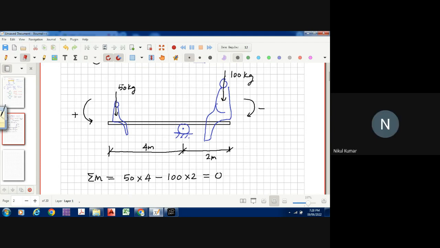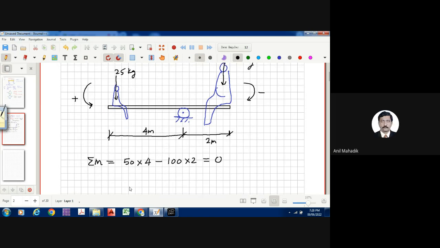Now let's say the weight of this person is 25 instead of 50. What will happen? The left side moment will be 25 into 4, and this will be minus 100 into 2. 25 into 4 is 100, and this minus is 200. So what is the value actually? Minus 100.